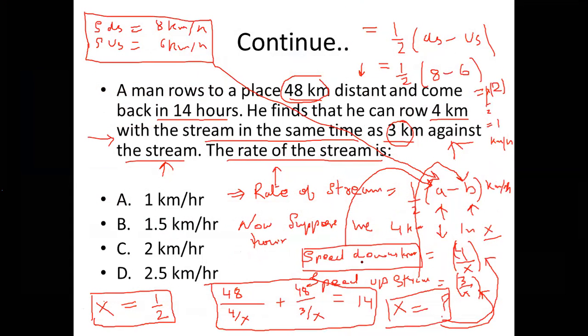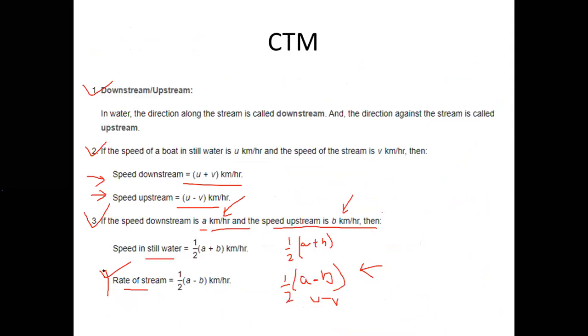Downstream. Yes, downstream. So what is the formula for downstream? To find the rate of the stream, what is the formula? 1 by 2 into A minus B. Just remember this. This is the formula to find the rate of the stream. So what we have to find? We have to find A, that is the downstream speed, and we have to find B. B is the upstream speed.